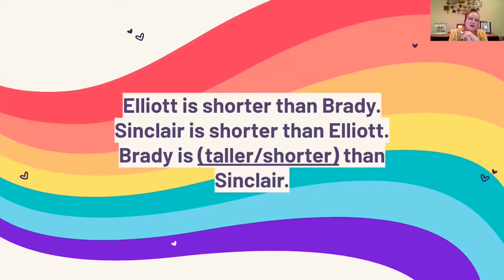Let's do it. Elliott is shorter than Brady. Sinclair is shorter than Elliott. Brady is taller or shorter than Sinclair. So what is the question that we're being asked? We know all of their heights, but is Brady taller or shorter than Sinclair? Let's find out. So let me come back.